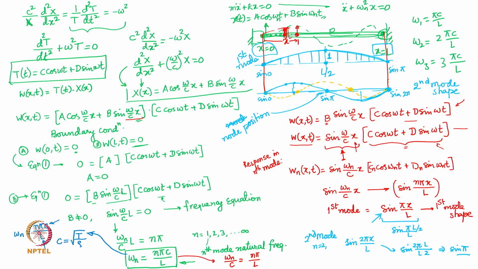The same happens with percussion instruments, musical instruments, where you essentially increase the tension to raise the pitch or frequency of the sound. This is because the natural frequency here is directly proportional to the tension in the string.